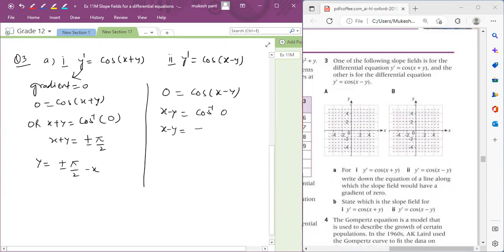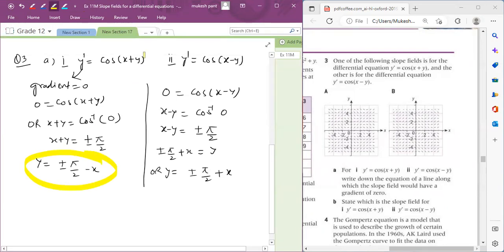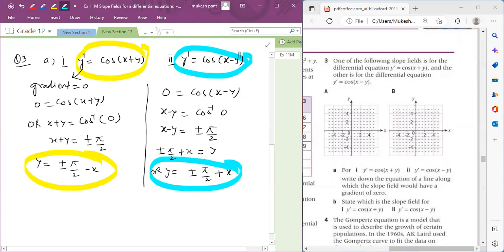So x minus y equals plus minus pi by 2, or you can write plus minus pi by 2 plus x equals y, or y equals plus minus pi over 2 plus x. Okay, so we have these two equations. In the first case, we have to write down the equation. We have got the equation, right? This is the first equation, from this we are getting this, and this second equation from this derivative.